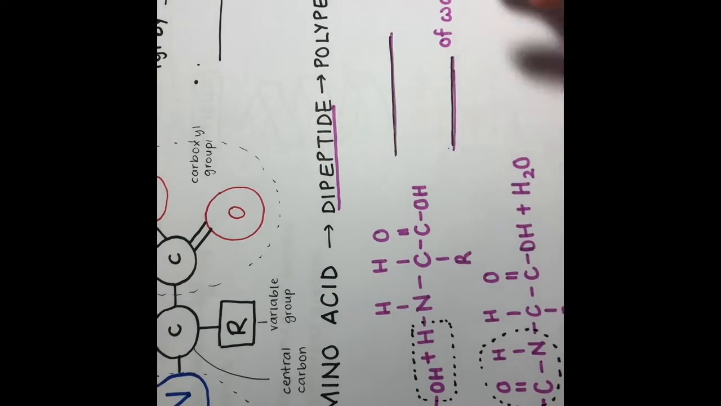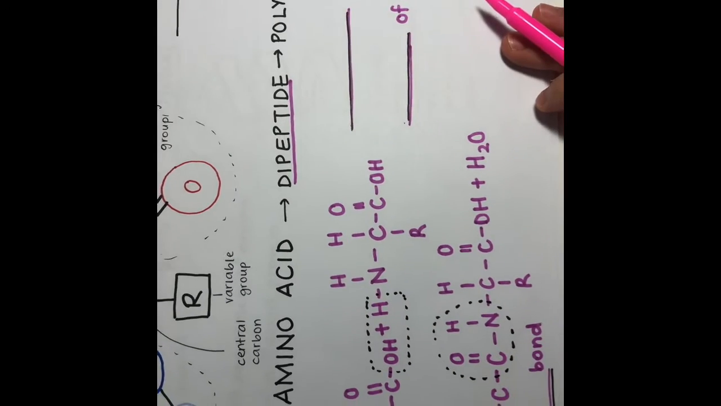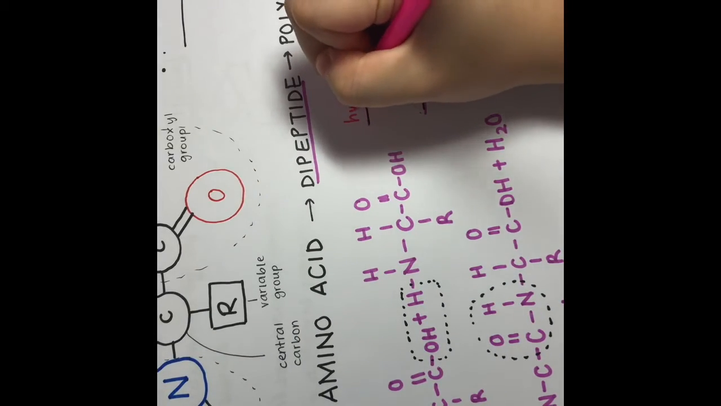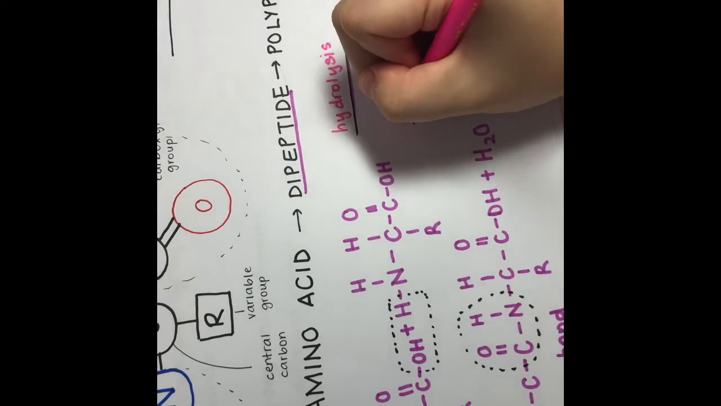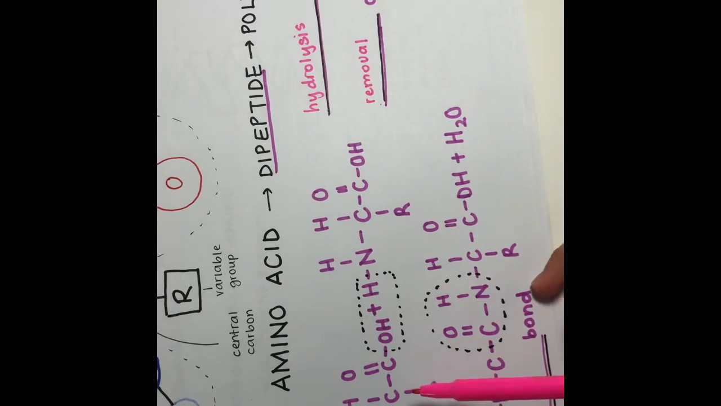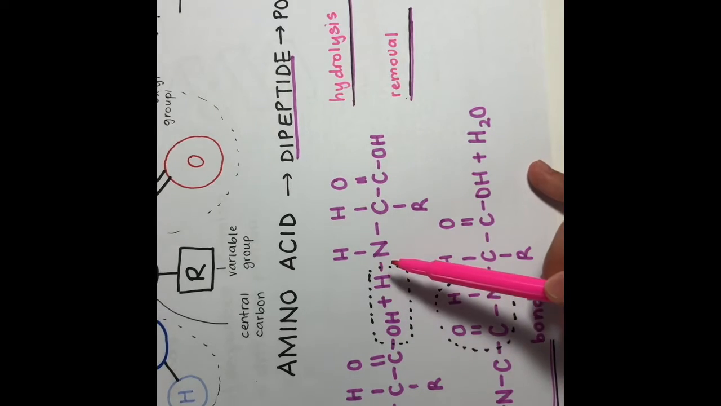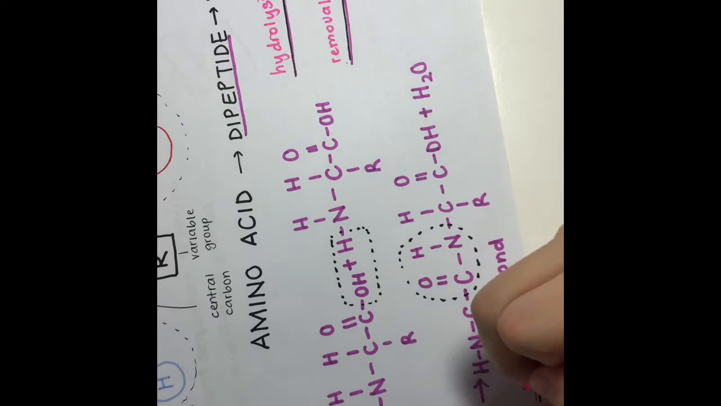So amino acids will form dipeptides when they undergo a reaction called hydrolysis. And in this reaction, what happens is the removal of water. As you can see, these are two amino acids. When water is removed, they form a peptide bond.